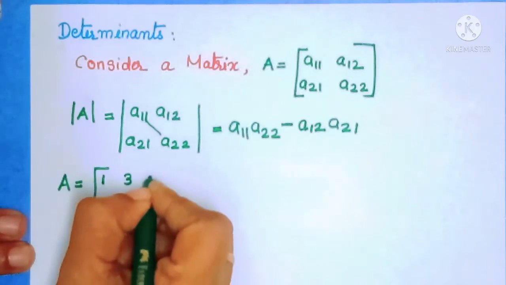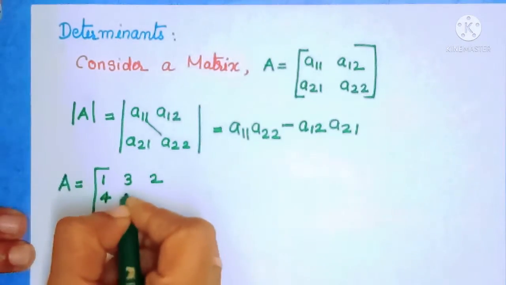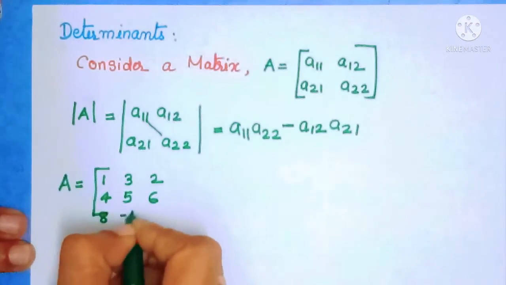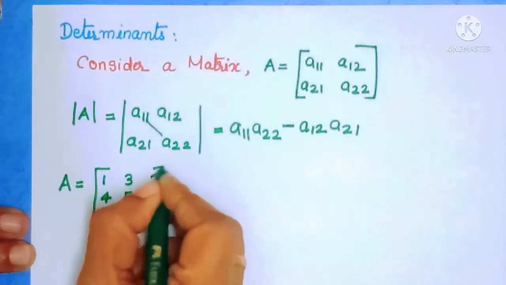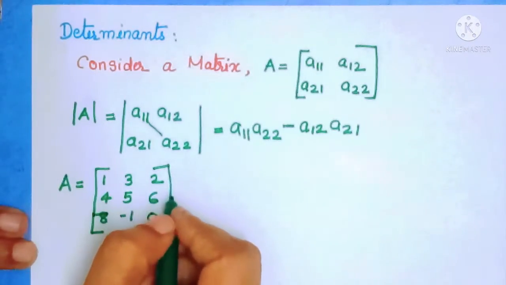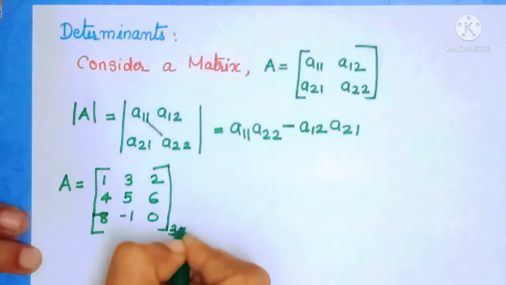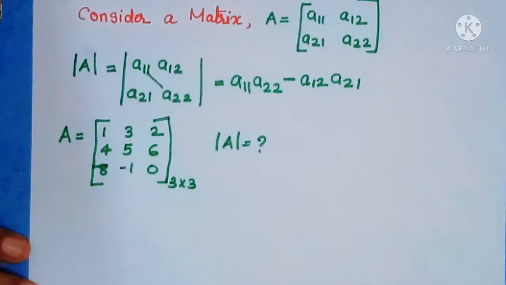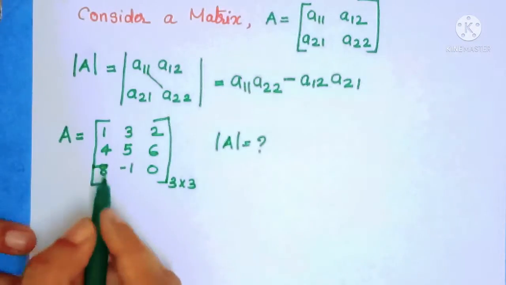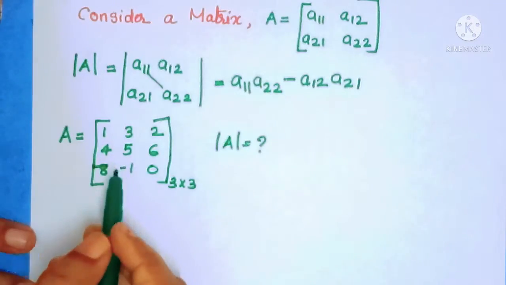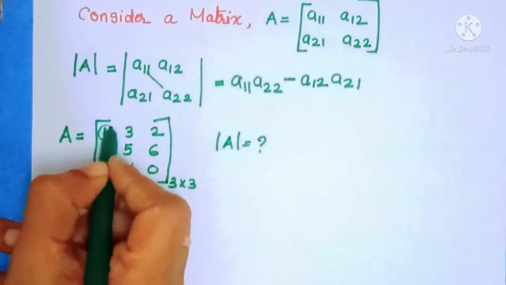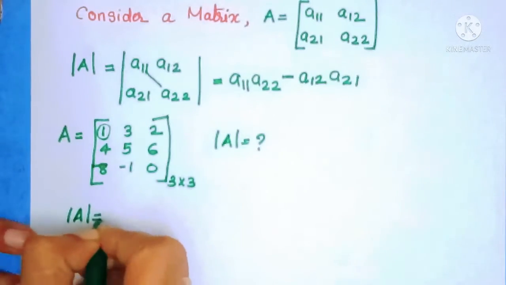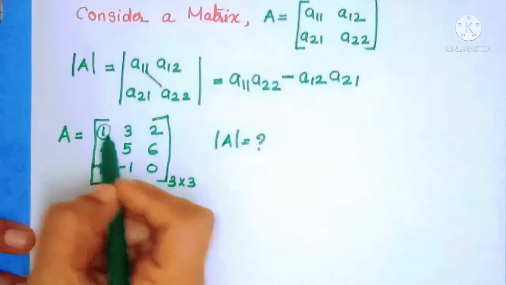The matrix is 1, 3, 2, 4, 5, 6, 8, minus 1, 0. This is a 3 by 3 matrix. We need to find the determinant of A. How can we find the determinant of A? To find it, we should take the first element 1. So we can write determinant of A is equal to 1, writing the first element 1.